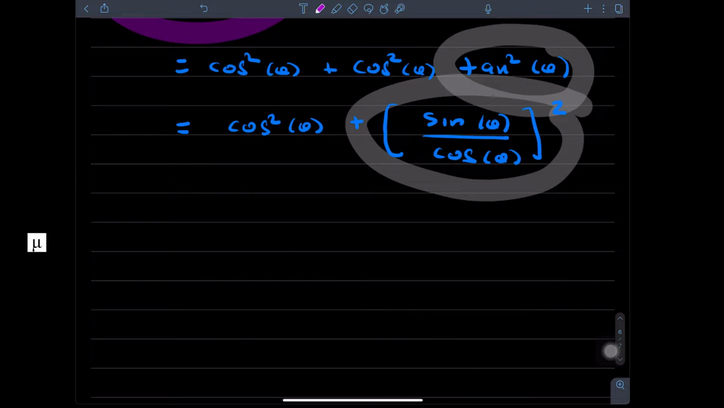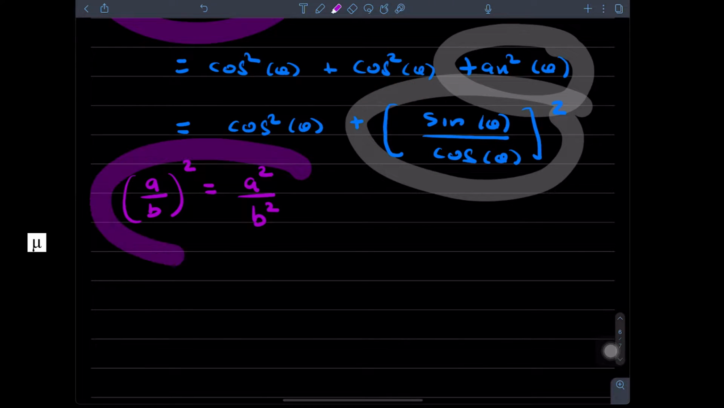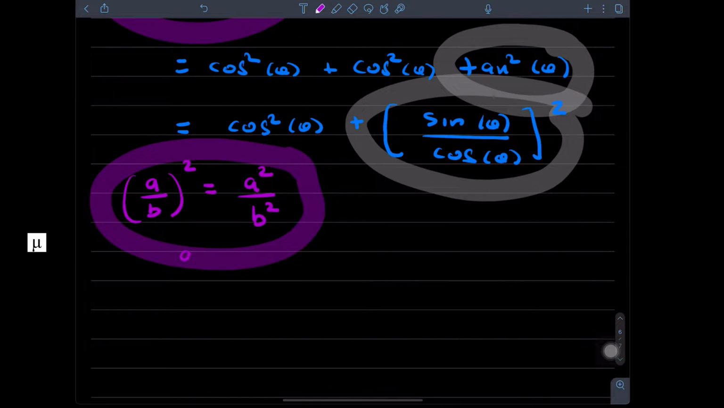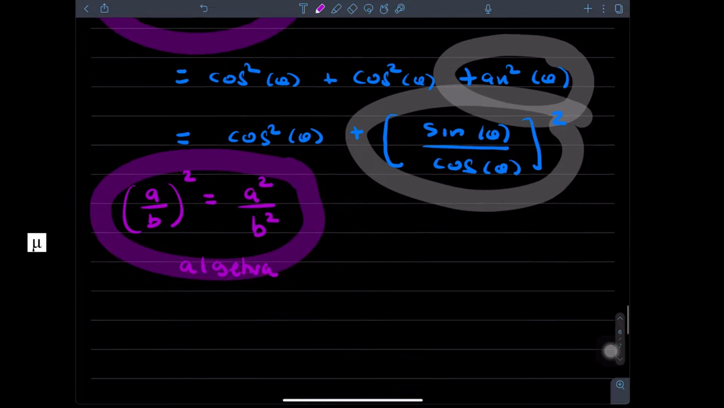So I'm going to say this to you guys. A over B now to the second power. What does this become? A squared over what? B squared. Again, by using some what? Algebra. Okay, you guys okay with that?